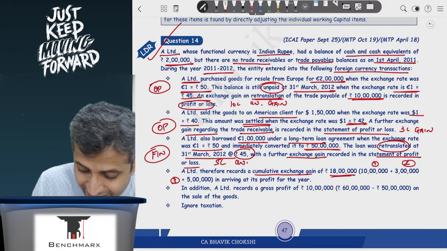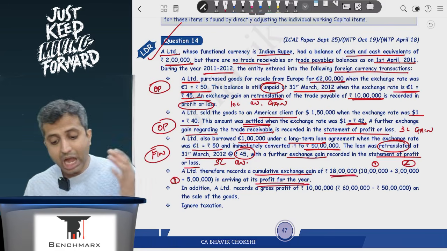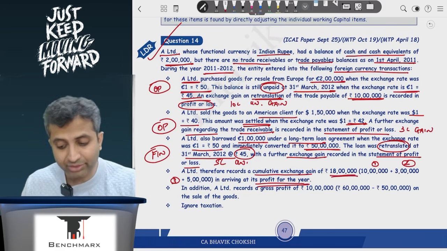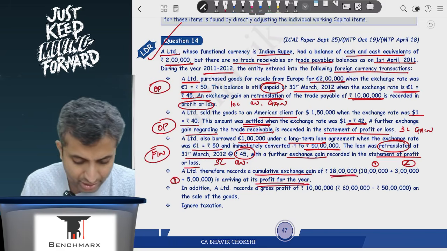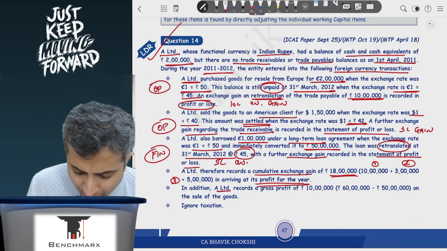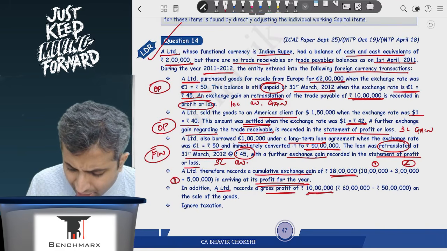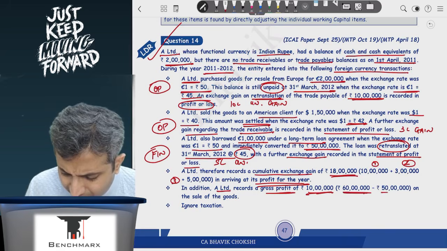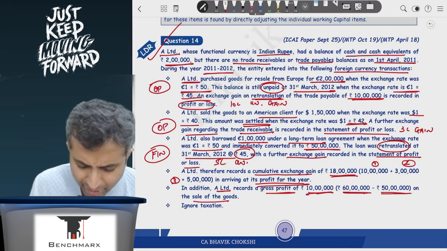So that is around 18 lakhs recorded in the profit and loss account. Out of this 18 lakhs, we can only say 3 lakhs is realized in cash, the other is not realized in cash. In addition, A Limited recorded a gross profit of 10 lakhs. Sir, how did you calculate 10 lakhs? 60 lakhs minus 50 lakhs. I don't know how, on the sale of these goods.